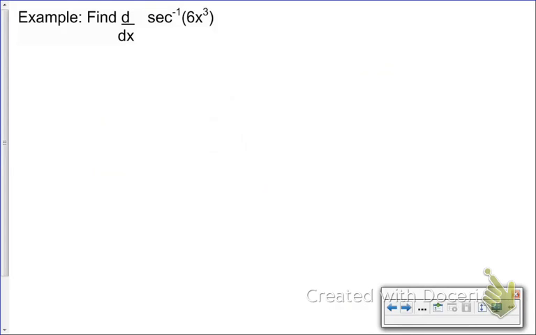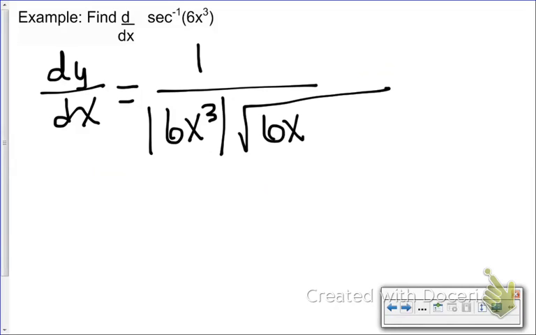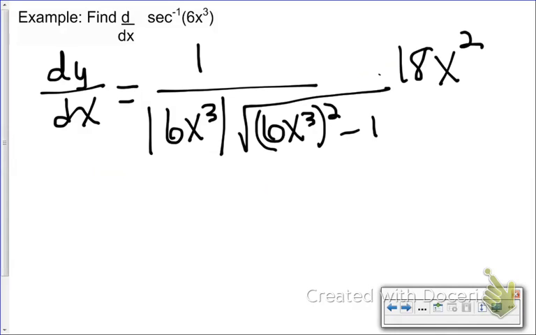All right, so let's find the derivative of the inverse secant of 6x cubed. Go ahead and try it. Derivative. What is it? Keegan, go ahead. 1 over absolute value of 6x cubed times square root of 6x cubed squared minus 1 times 18x squared. Thank you.